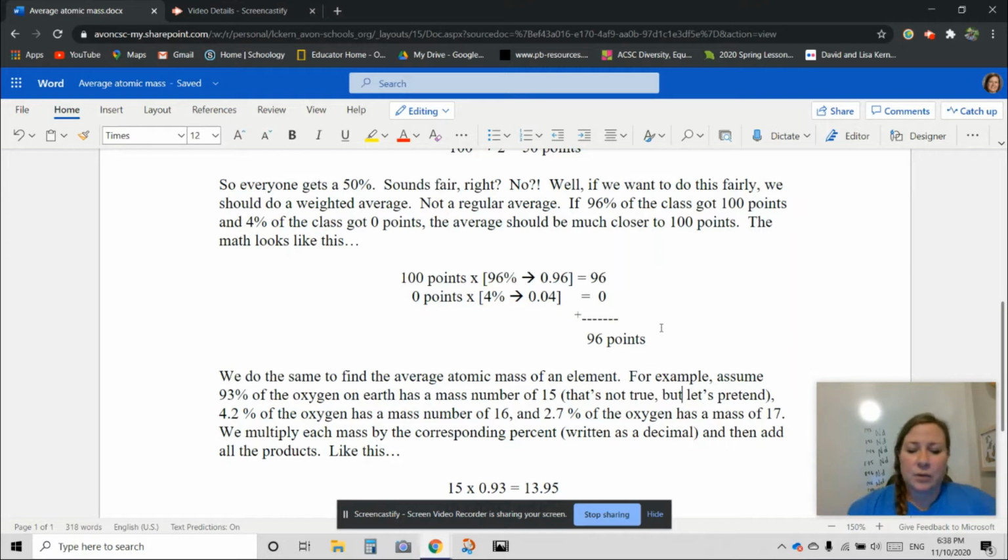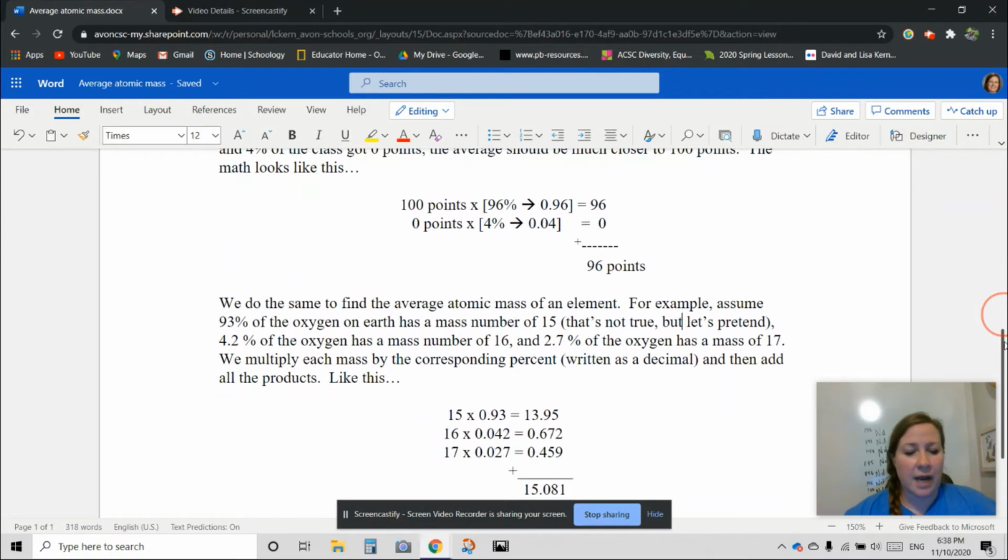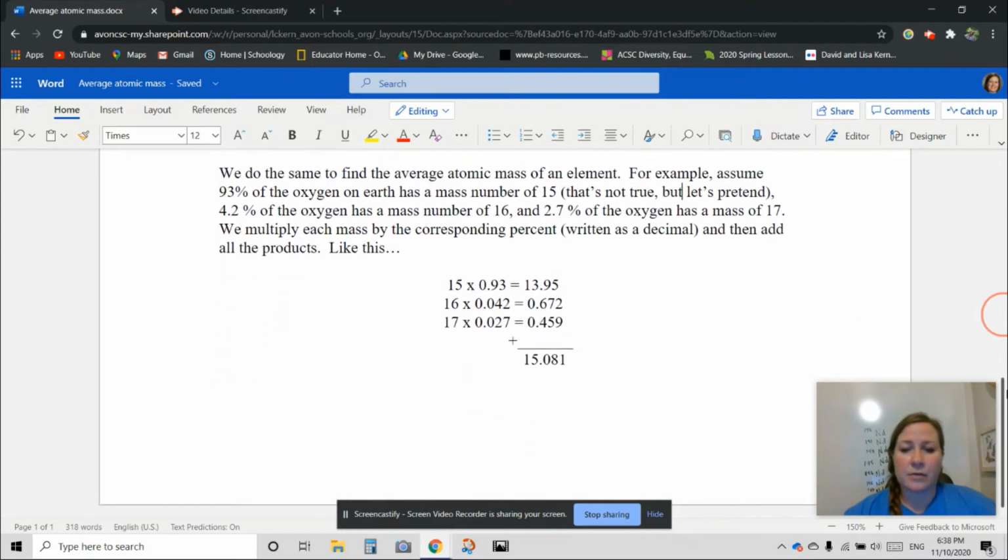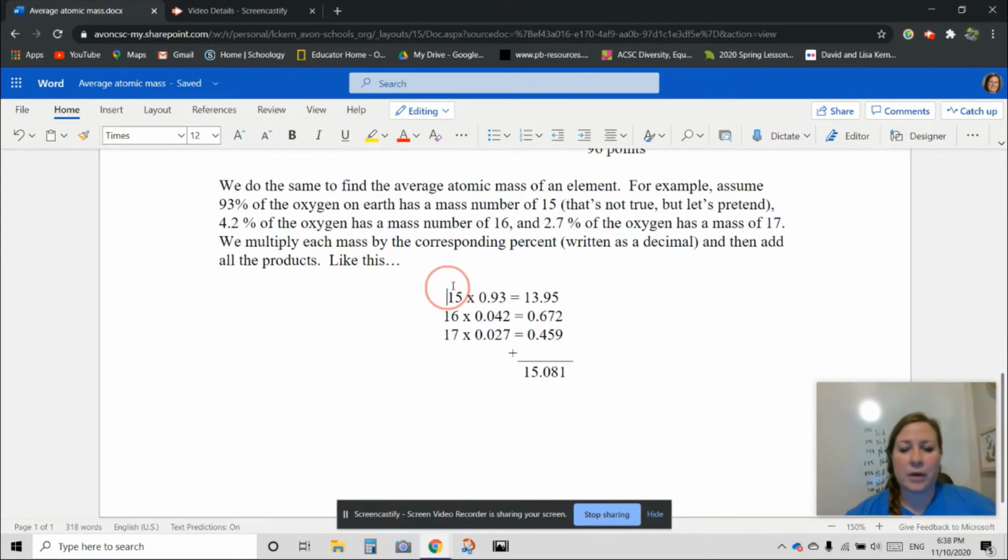So we're going to multiply each mass by its corresponding percent abundance, written as a decimal, and then we're going to add all the products. So we've got 15 times 0.93 equals 13.95, 16 times 0.042 equals 0.672. 0.042 is because we had 4.2% in the question up here, right? We move that decimal twice. And then 17 times 0.027, and you add them all up, and it's 15.081.